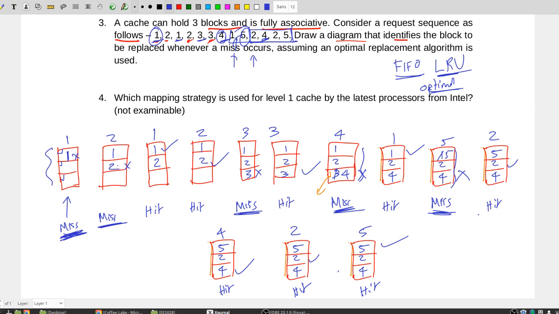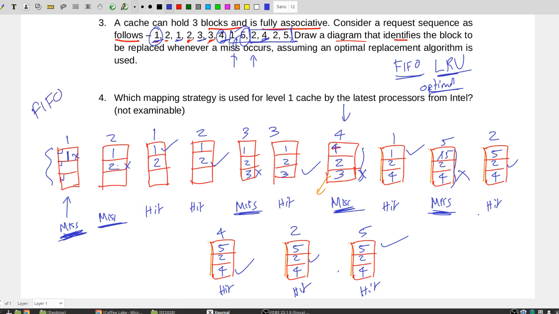Now let us see what would have happened if we had used FIFO, first in first out. Then where will there be a change in this case? So let's see. So here is where you had the first miss because the capacity was exceeded, right? So here, which one will FIFO replace? Here FIFO would have replaced 1, right? So 4 would be coming in place of 1, because 1 is the oldest one in the cache, right? We are looking at FIFO.